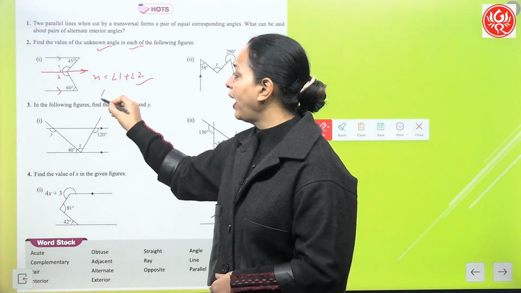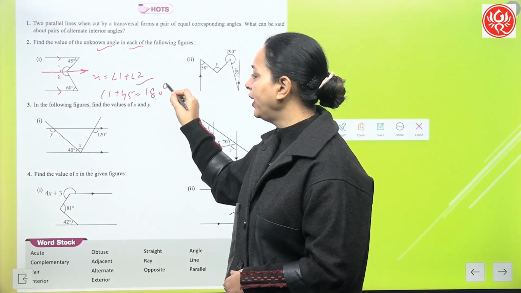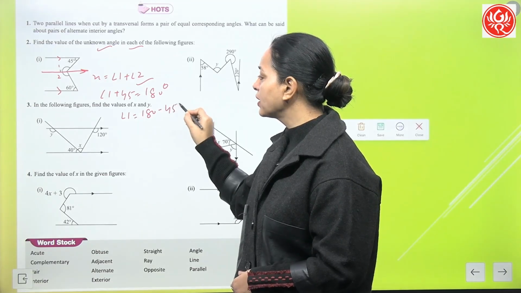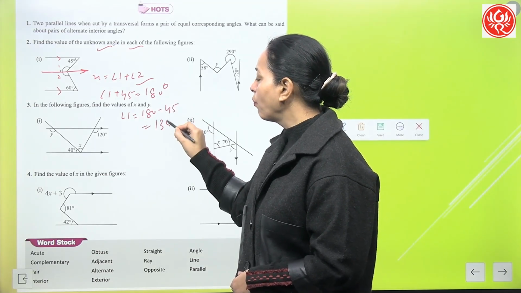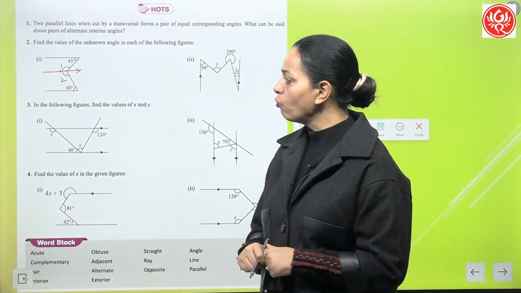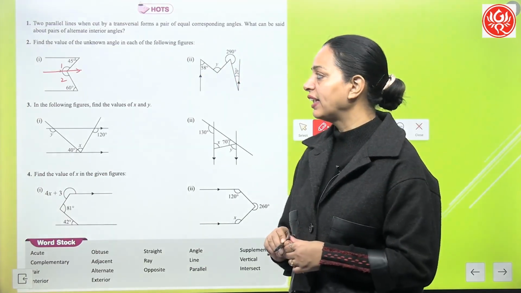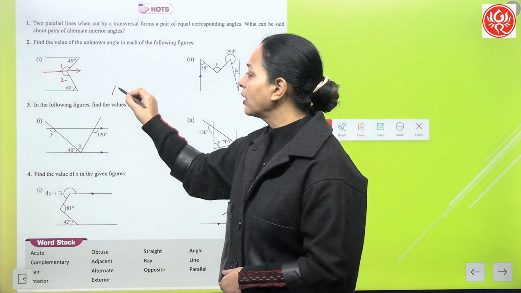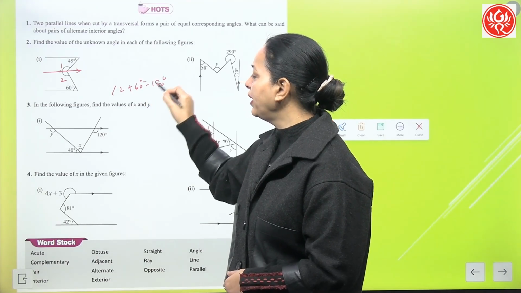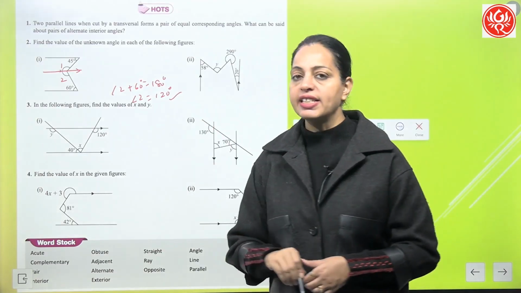See, 45 and angle 1, these are interior angles and they are supplementary. So angle 1 plus 45 equals 180 degrees. So angle 1 equals 180 minus 45, that is 135 degrees. ऐसे हम एंगल 2 फाइंड करेंगे. Angle 2 and 60 are interior angles and they are supplementary. So angle 2 plus 60 equals 180 degrees. So angle 2 equals 120 degrees.